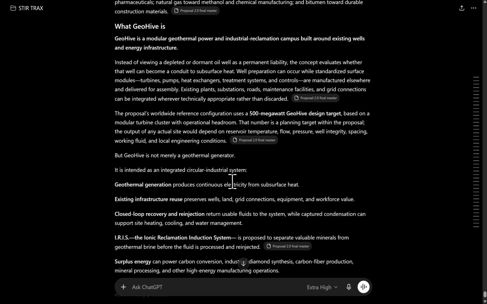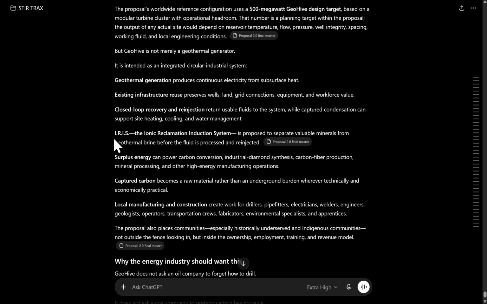Geothermal generation produces continuous electricity from subsurface heat. Existing infrastructure reuse preserves wells, land, grid connections, equipment, and workforce value. Closed loop recovery and reinjection return usable fluids to the system, while captured condensation can support site heating, cooling, and water management. IRIS, the ionic reclamation induction system, is proposed to separate value minerals from geothermal brine before the fluid is processed and reinjected. Surplus energy can power carbon conversion, industrial diamond mining processing, and other high energy manufacturing operations.